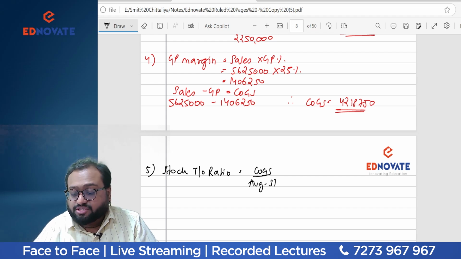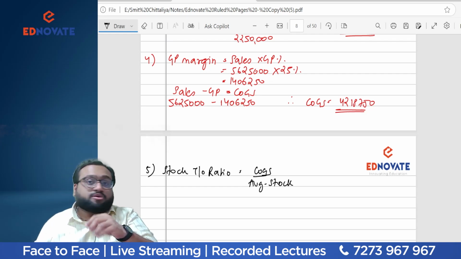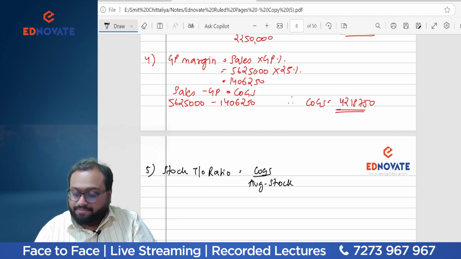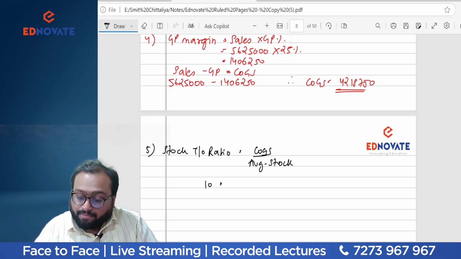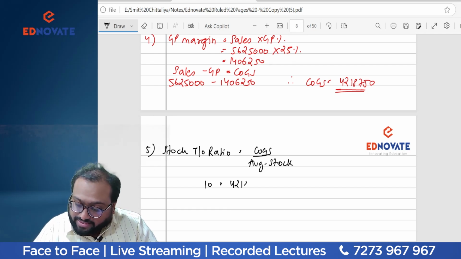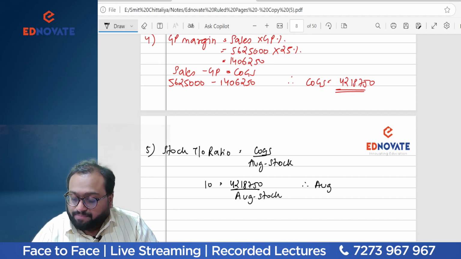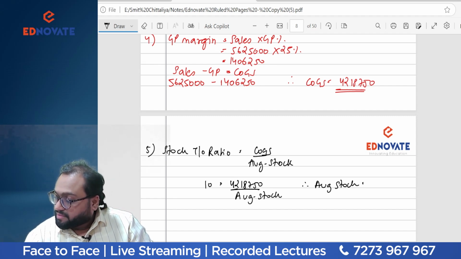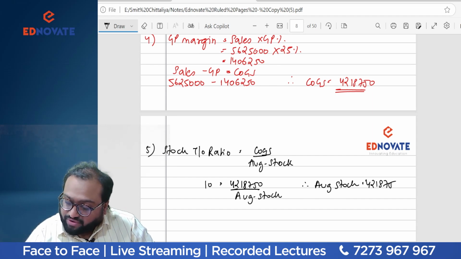So why are you using average stock? Since I have opening stock available. If I don't have opening stock, I will be using closing stock by default. Am I right? So your stock turnover ratio is how much? That is 10 times. Okay. My COGS is 42 lakh 18,750 divided by my average stock. Therefore, the average stock of the company will be 42 lakh 18,750 divided by 10. It will be 4 lakh 21,875.